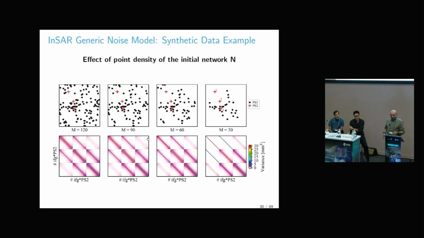Next, the density of the points in the initial network that we use for the interpolation and filtering of the atmosphere. You see, for example, for the 3 points that I show in red here, the covariance matrix of the 3 time series is below. And on the right, for example, you see one of the points where the filtering doesn't affect it that much, because there is no point around it.